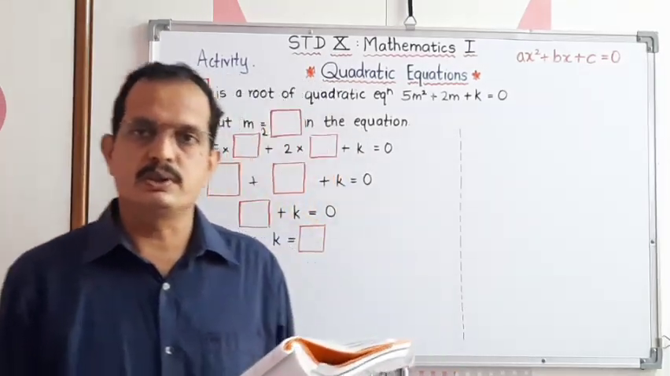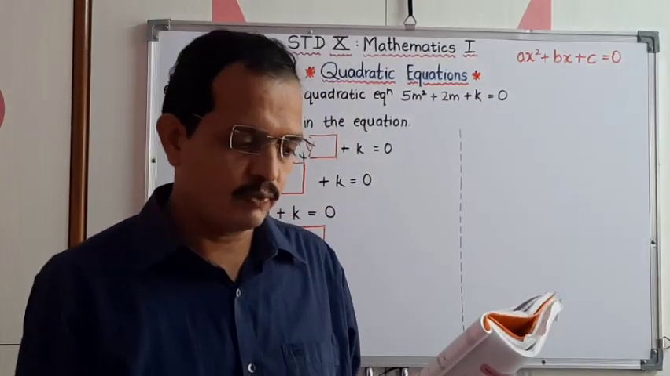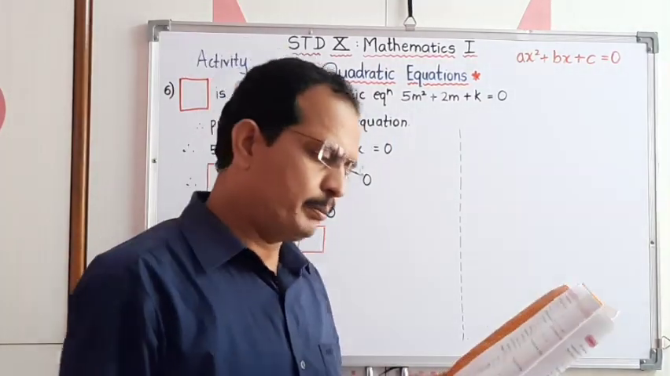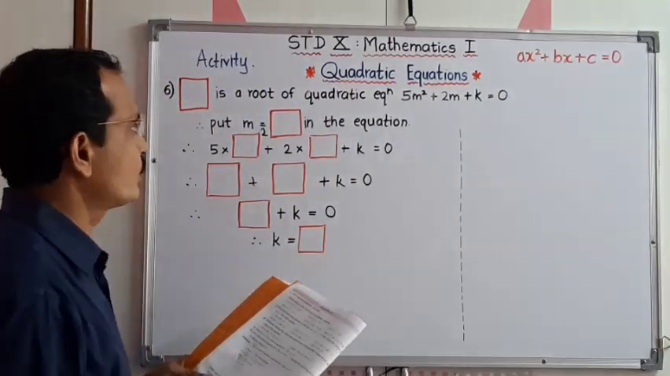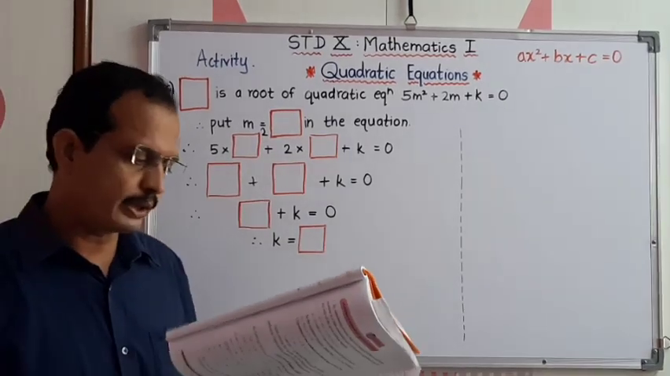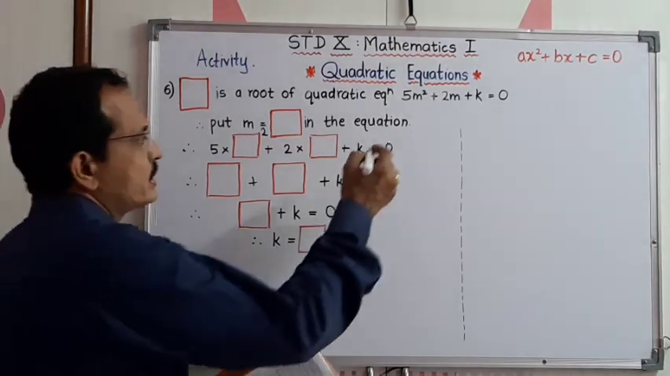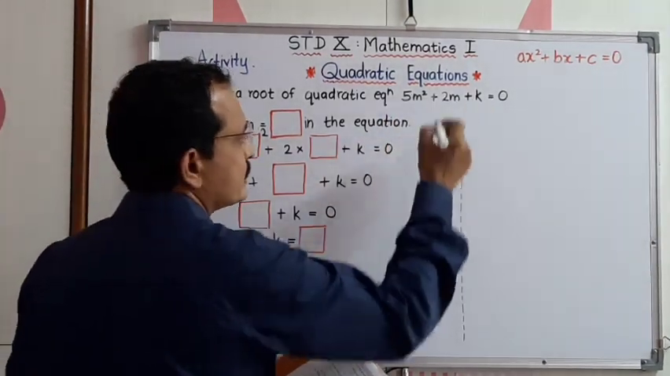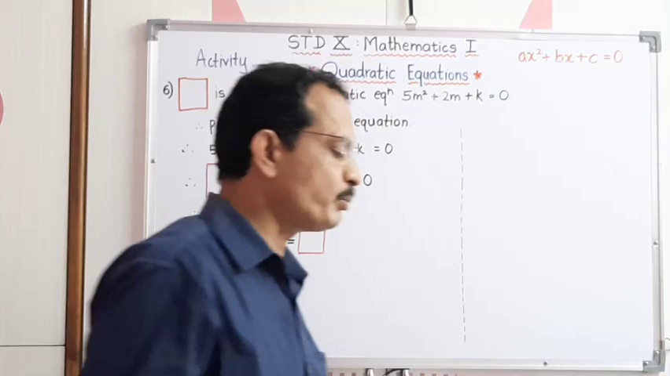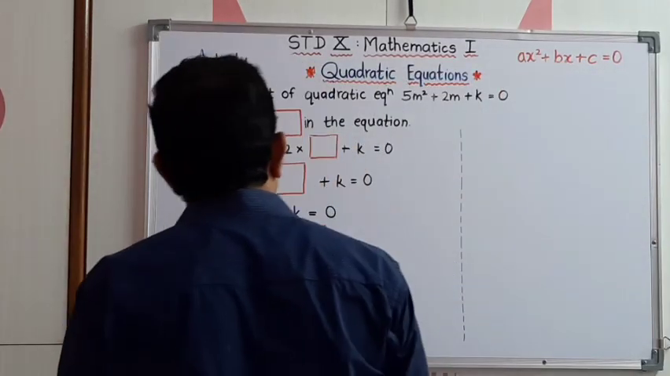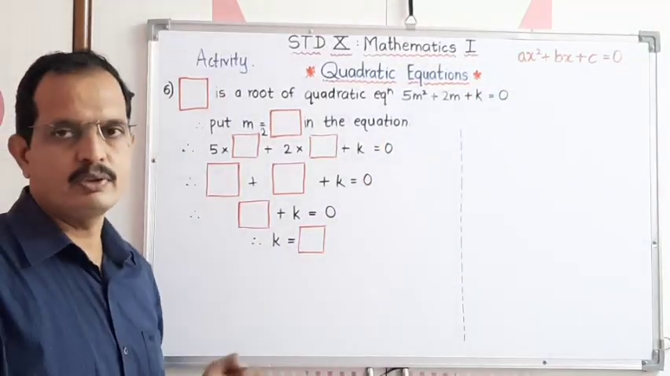See the question number 6.1. Activity based question is there. One of the roots of equation 5m square plus 2m plus k equal to 0 is minus 7 upon 5. Complete the following activity to find the value of k. Dear student, one equation is given 5m square plus 2m plus k, and its root is given minus 7 upon 5. And we have to find out the value of this k. It is same as the previous one, but it is in activity form.